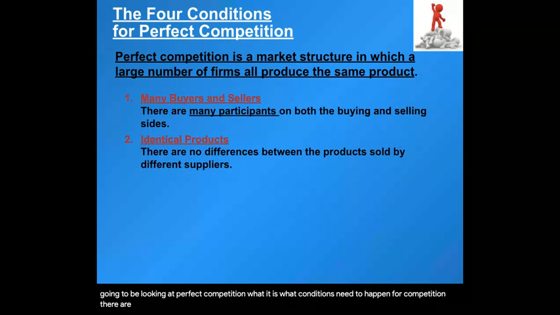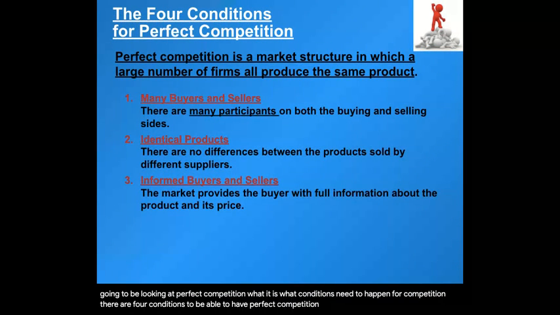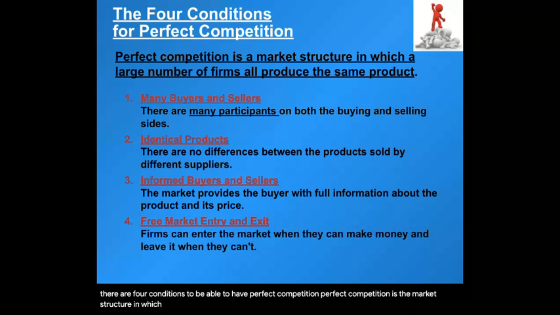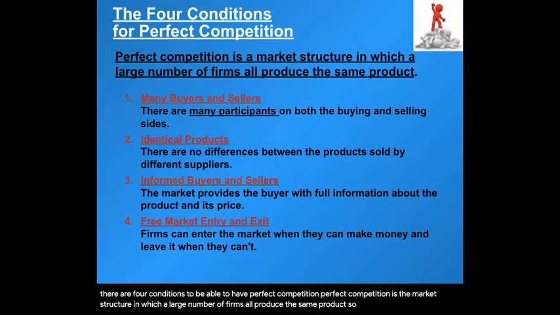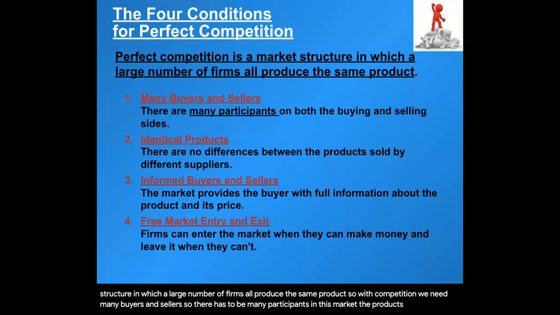There are 4 conditions to be able to have perfect competition. Perfect competition is the market structure in which a large number of firms all produce the same product. So, with competition, we need many buyers and sellers, so there has to be many participants in this market. The products have to be pretty much identical. There's no major differences between the products sold by different suppliers.